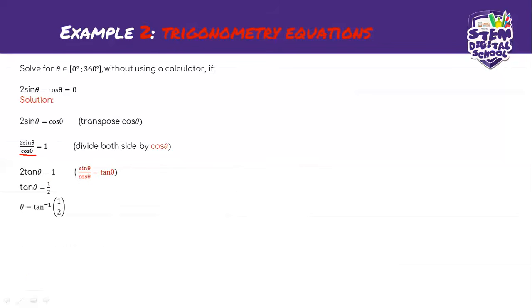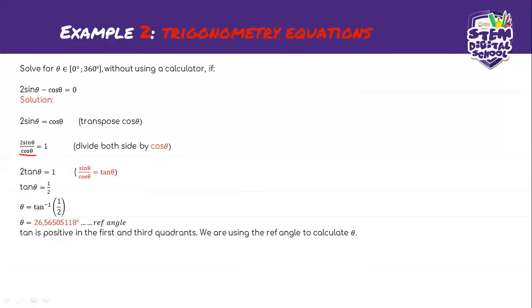Then we calculate our reference angle. Now our reference angle is 26.56505118 degrees. You can press your calculator to check this answer. Now this is the reference angle that we are going to use to calculate this theta.